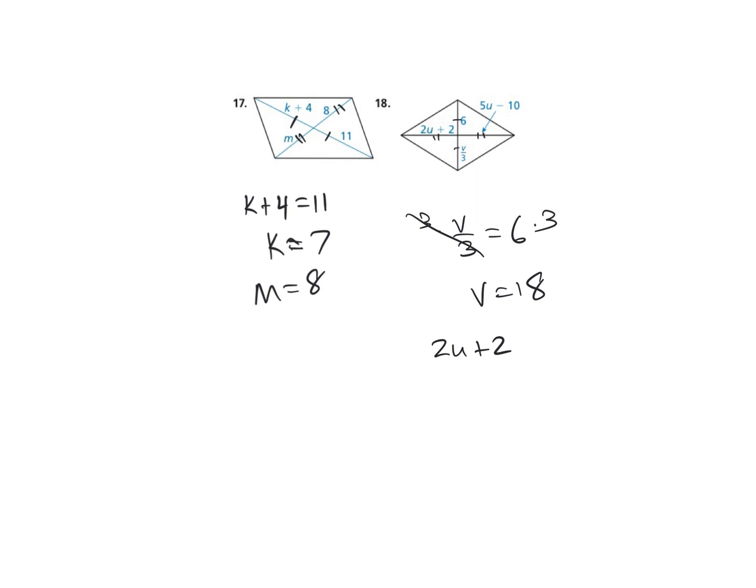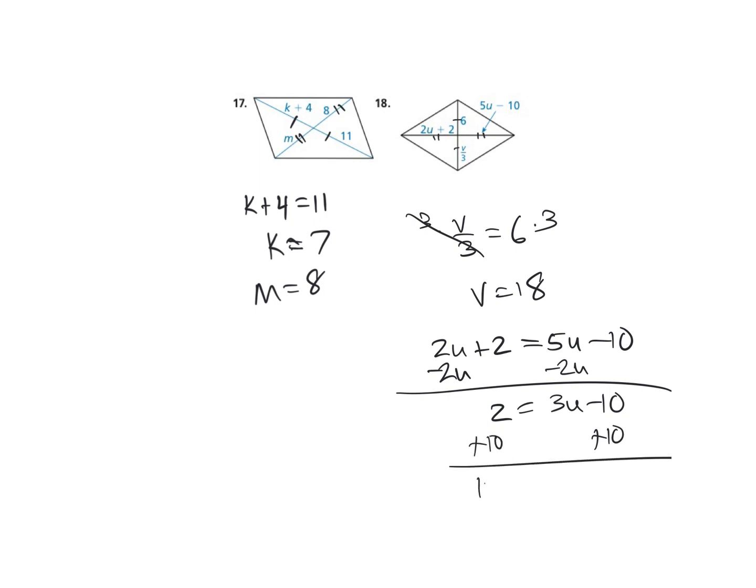2U plus 2 is equal to 5U minus 10. So I'm going to subtract 2U, and I get 2 equals 3U minus 10. Add 10, I get 12 equals 3U. And divide off the 3. U equals 4.